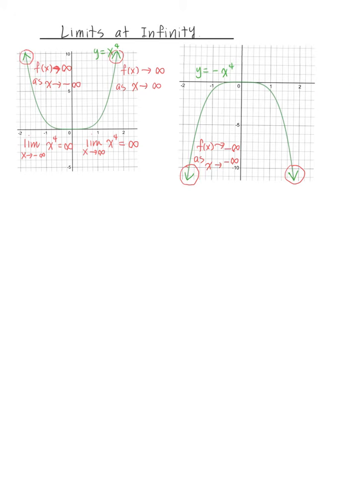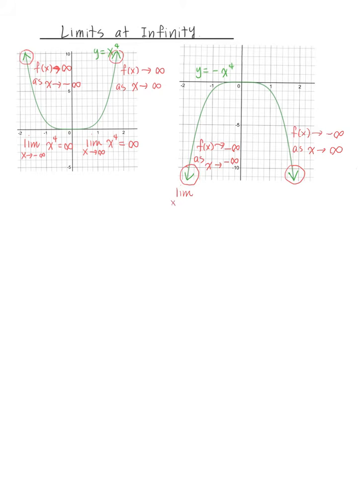positive infinity. So we would write this right here. f of x is going to negative infinity as x goes to positive infinity in this case. Now, in limit notation, the calculus proper way to write this is this.